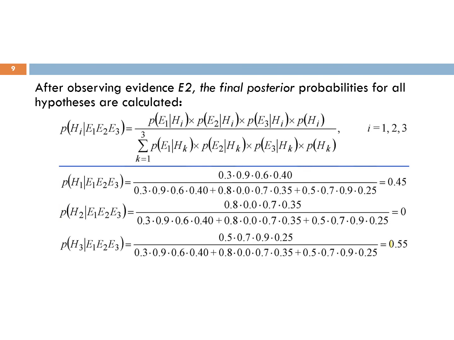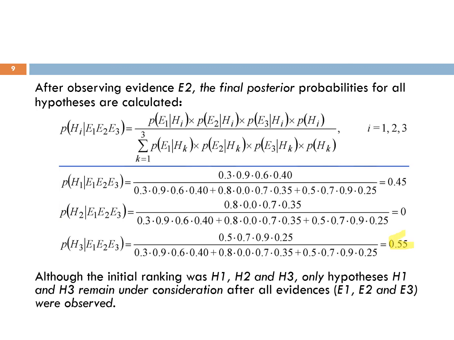After we observe evidence 2, although the initial ranking was hypothesis 1, 2, and 3, only hypothesis 1 and 3 remain under consideration, while hypothesis 2 is not considered at all because its probability will be 0, after all evidence E1, E2, E3 is observed.